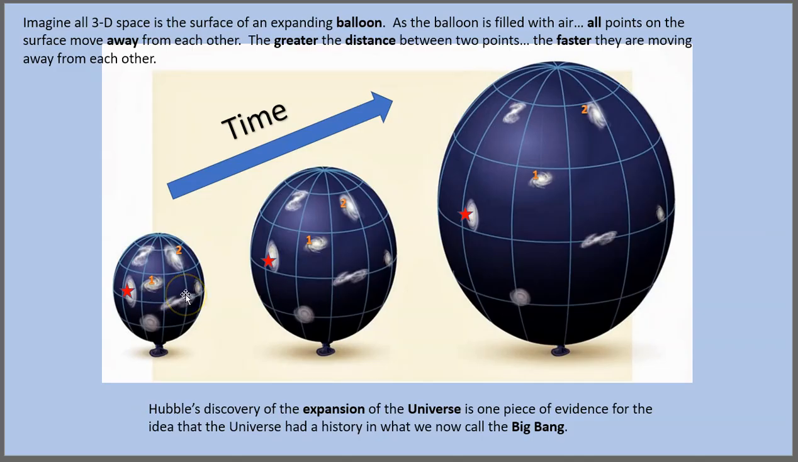One way to visualize this is with the balloon analogy. So here we have a balloon, and we've blown a little air into it, and then we keep on blowing air into it so the balloon gets bigger. So imagine all of three-dimensional space is the surface of the balloon. That's kind of weird, but just the two-dimensional surface is three-dimensional space. So as the balloon is filled with air, all points on the surface move away from each other. And the greater the distance between two points, the faster they are moving away from each other. So this analogy is often used to capture what it means for the universe to be expanding.